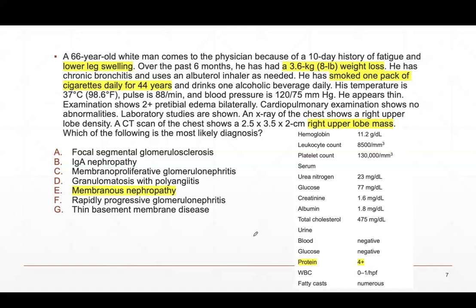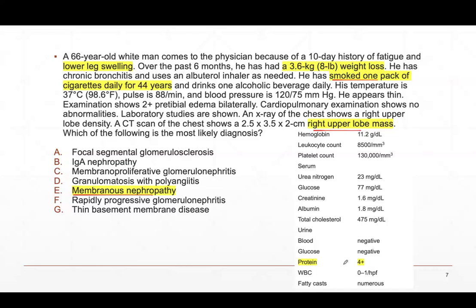The reason why, first of all, as a rule, the most common in children is minimal change disease. The most common in adults is membranous nephropathy, and the most common in everybody generally is IgA nephropathy. But membranous nephropathy has things that can trigger it, and one of those things is to have a malignancy. And in this case, the malignancy in this patient is probably lung cancer, judging by his smoking history, weight loss, and the CT findings.